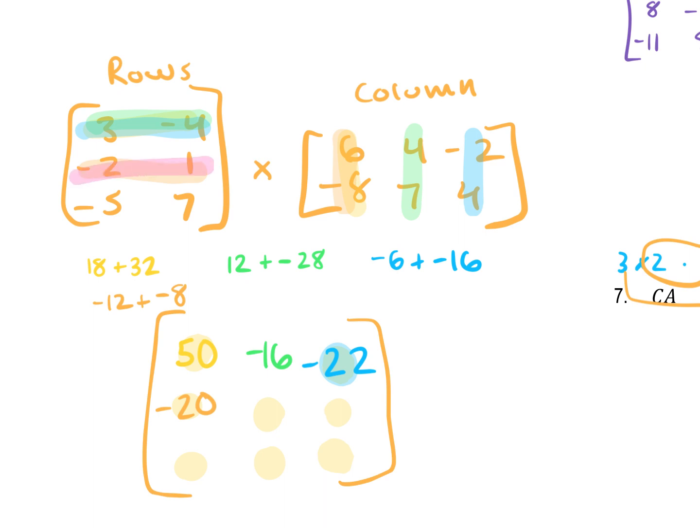Then we can move to second row, second column. Negative 2 times 4 would be negative 8, plus 7 times 1 is 7. So that would give us negative 1.